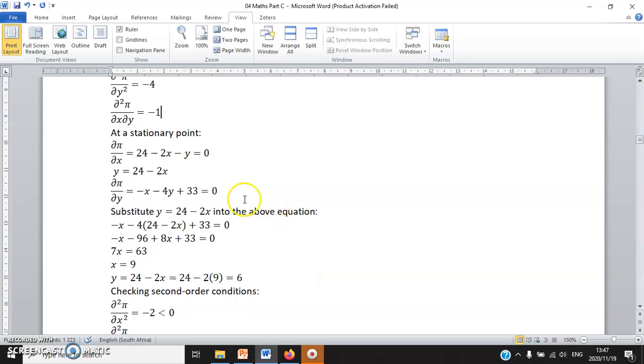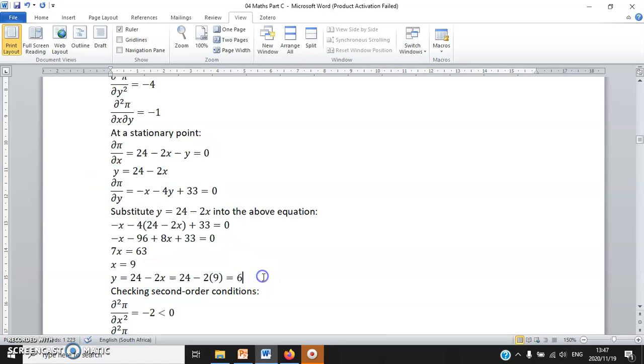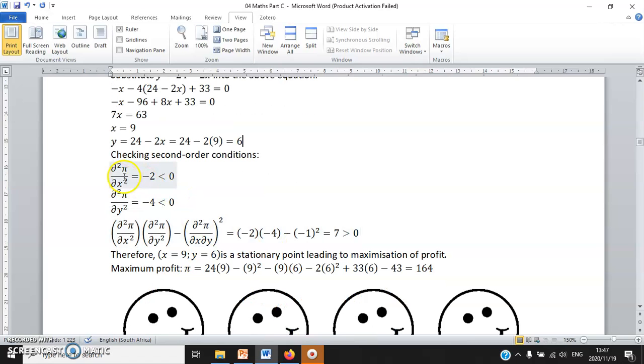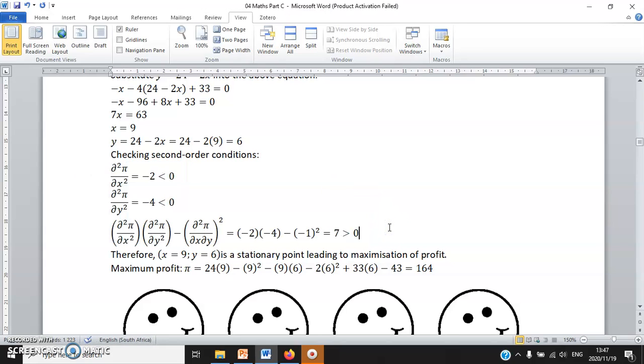Okay? And then at the turning point, remember the condition, both first order derivatives, which we already derived, equal 0. Then you can look at the answers. We make use of simultaneous equations. We can derive x equals 9 and y equals 6. And then we check the second order condition. So let me stop for 30 seconds to see if you can understand.